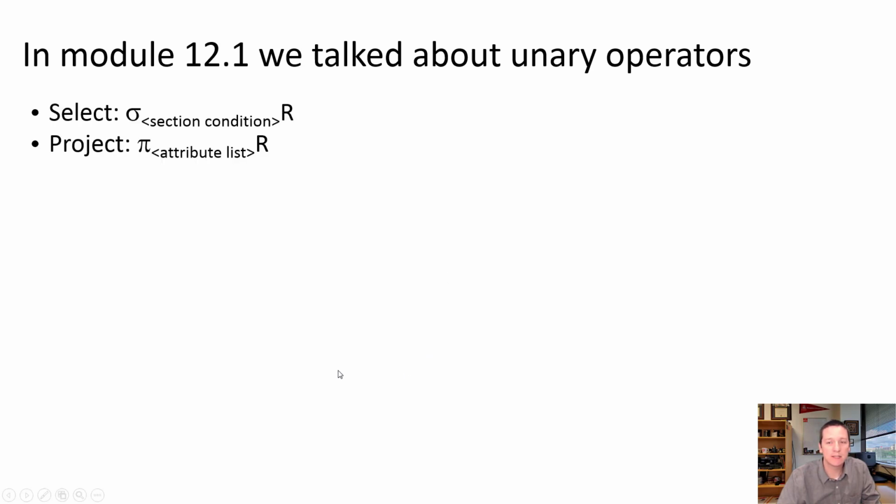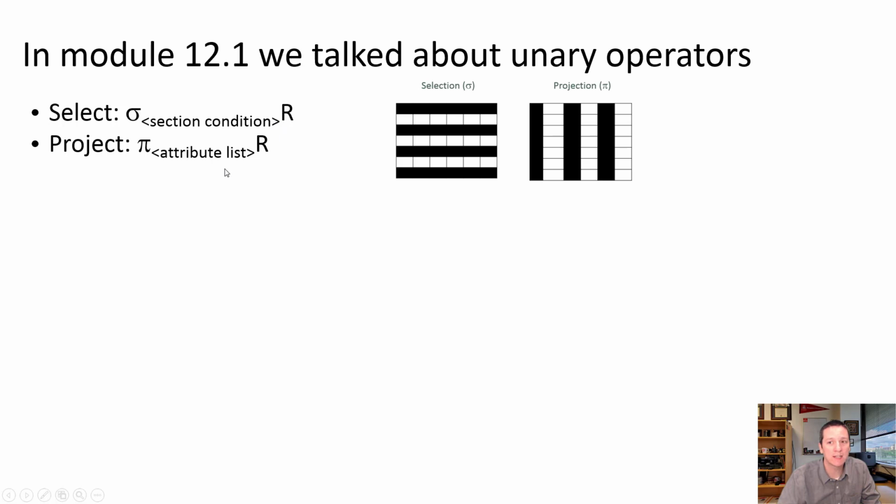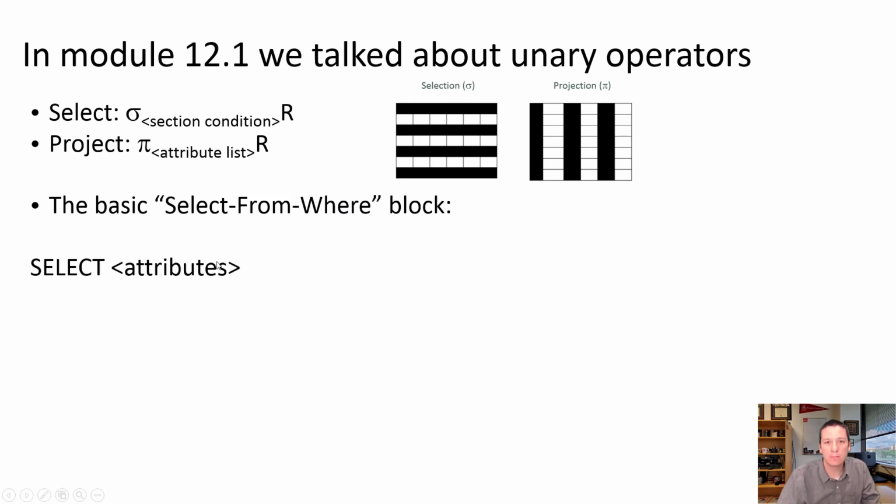But we talked about the select and project operations, which select either a subset of tuples from a relation or project a subset of attributes from a relation. And then we operationalized this relational algebra using our basic select from where block, where we start with the keyword select, followed by a list of attributes, or the asterisk if you just want to project all attributes, the word from, and then the table that we're selecting and projecting attributes and tuples from.